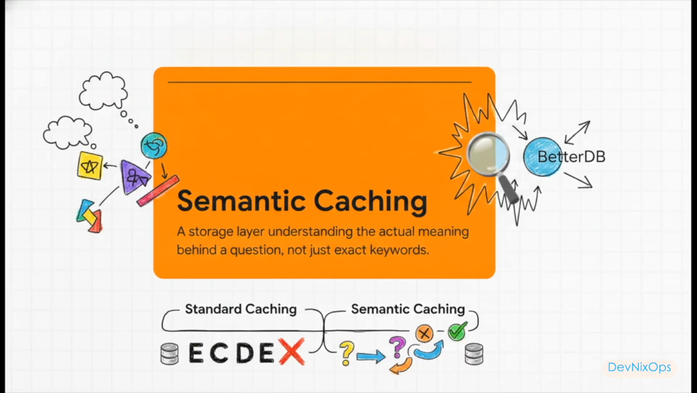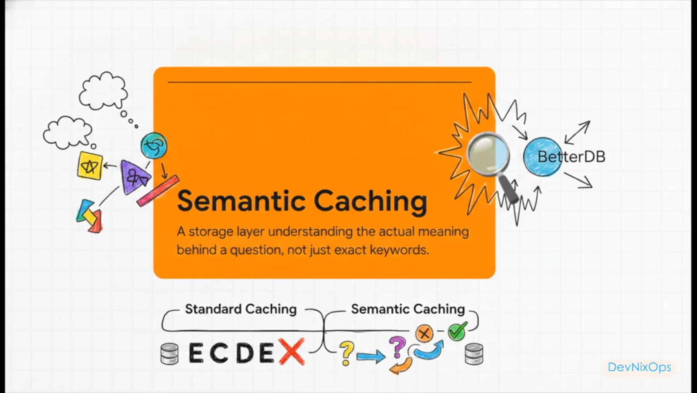Enter semantic caching. So how do we actually stop paying for duplicate computations? Well, the answer is semantic caching. It's a temporary storage solution that understands the underlying meaning and intent behind a user's question, rather than just matching exact keywords. Standard caching is a bit rigid.